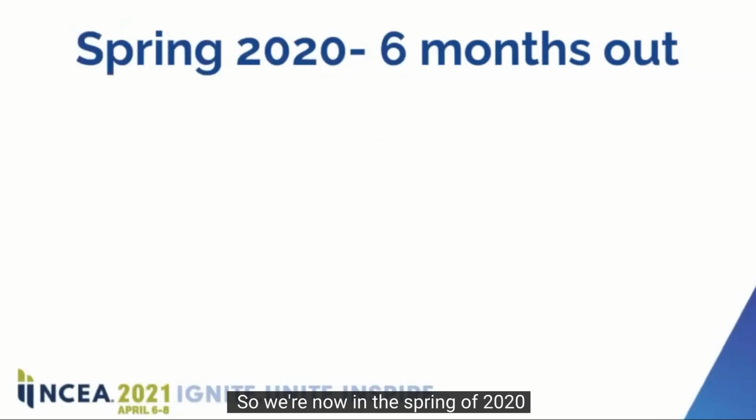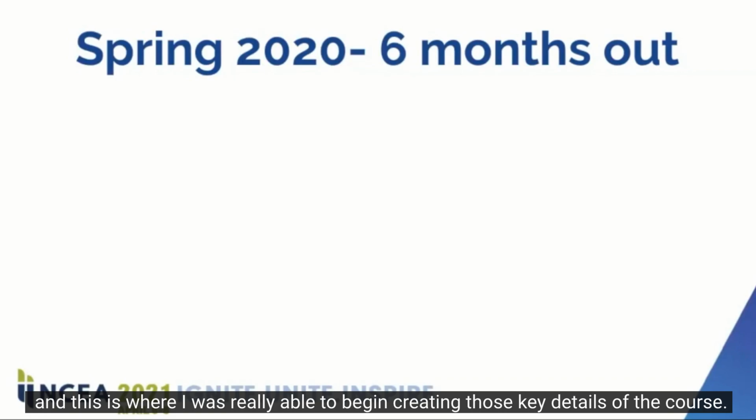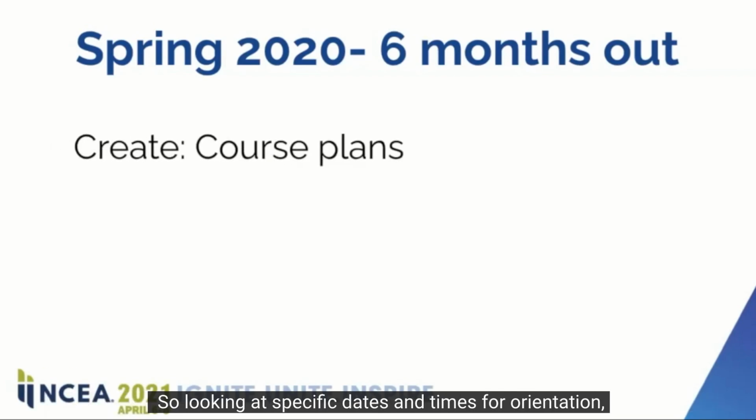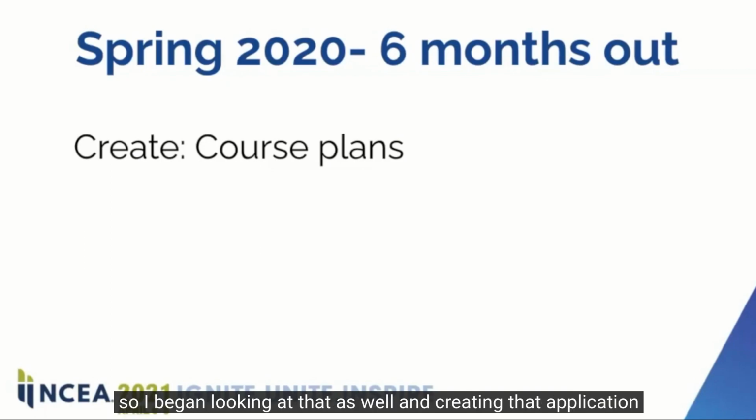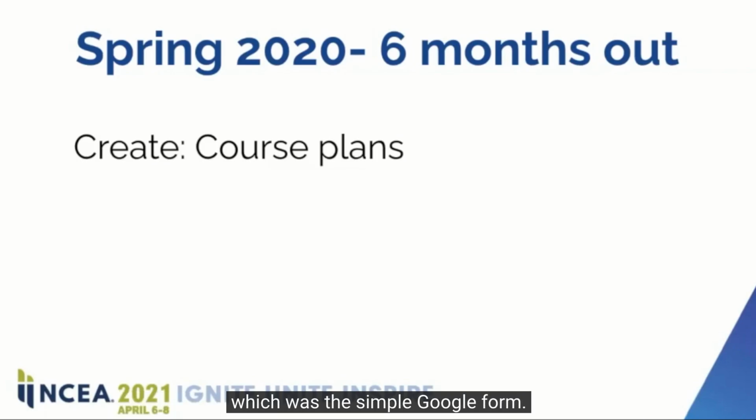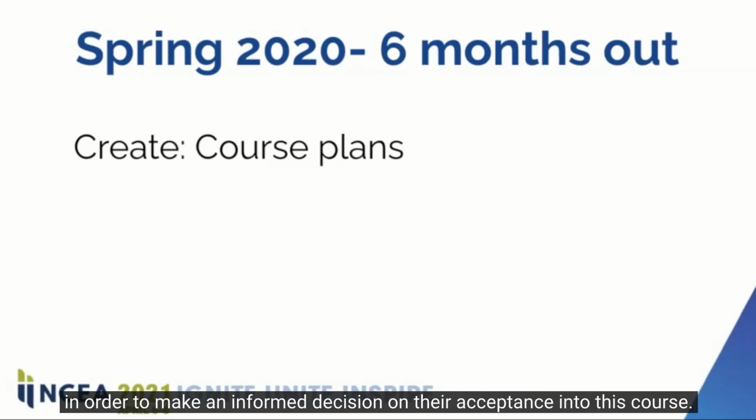So we're now in the spring of 2020, so still about 6 months out from implementation. And this is where I was really able to begin creating those key details of the course. So looking at specific dates and times for orientation, determining how much time we would need, where would we hold that. I do have an application process for my mentors. So I began looking at that as well and creating that application, which was a simple Google form and the pieces that I needed to be aware of in order to make an informed decision on their acceptance into this course.